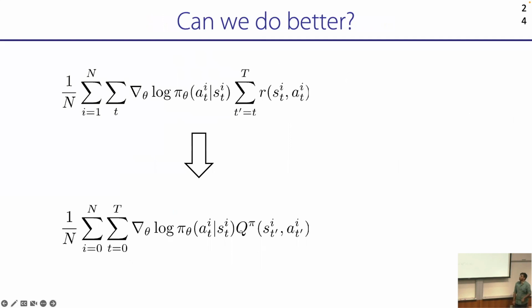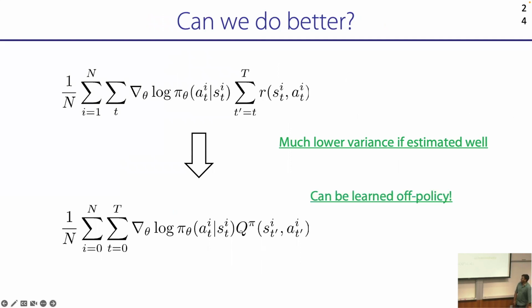Okay, so what we want to do is substitute the sum of rewards in policy gradient with this Q function. We want to do it in a way that lowers variance when we estimate it well, but we want to do it off policy, and we want to leverage some more structure to make this estimation work better than Monte Carlo regression. So does the premise make sense before we get into the methods?